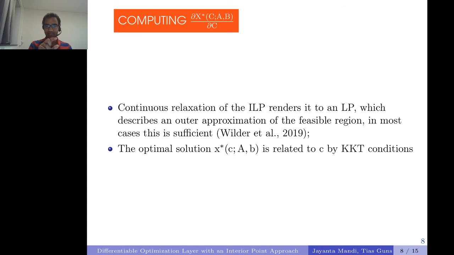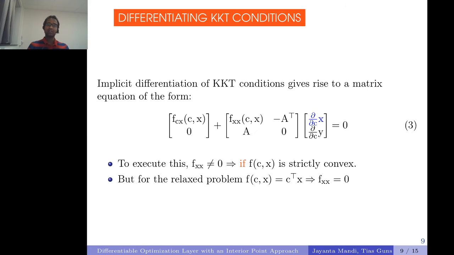So the X is now related to C at the optimal point by the KKT conditions. Ideally we can differentiate the KKT conditions and find the derivative of X with respect to C. But for that, as equation 3 shows, f_xx, which is the double derivative of the objective function with respect to x, must not be 0. But for the LP problem we are focusing on, f_xx is 0, so we run into a problem.